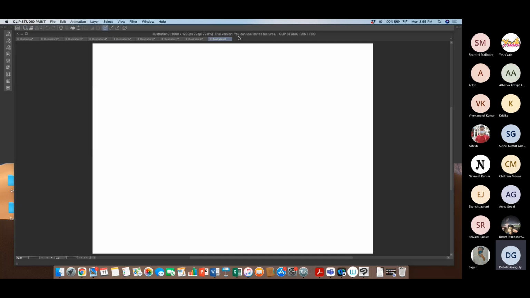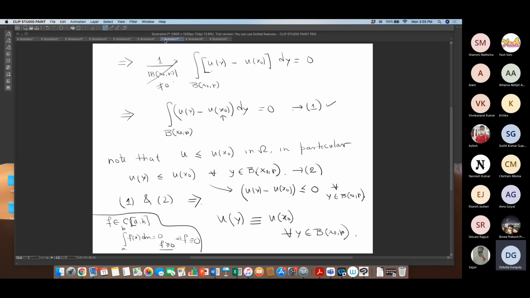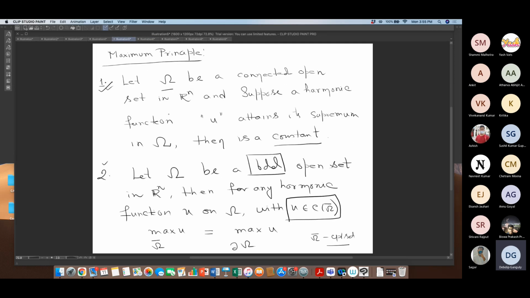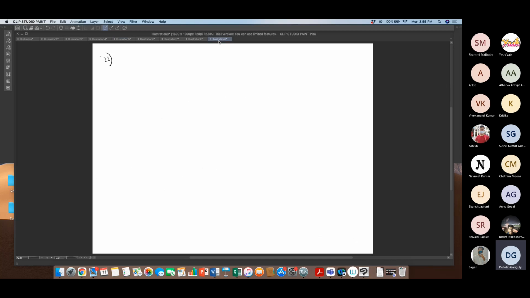Number 2, can anyone tell me how part 2 will follow immediately? Can anyone tell me how part 2 follows immediately? Just from here. So this I have proved now. Part 2, can you say why it follows immediately? The first inequality is immediate. Omega closure contains del omega. That implies the maximum over omega closure is greater than or equal to the maximum over del omega. Now you tell me the opposite one. Can anyone tell me why it's immediate?